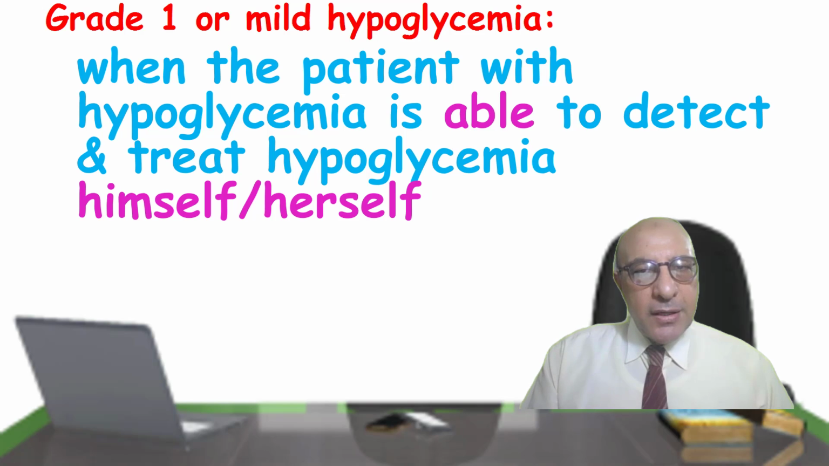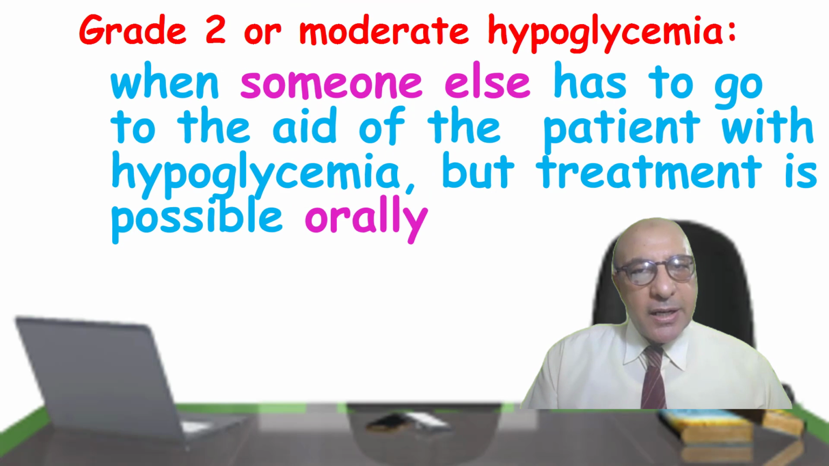hypoglycemia, defined by the ability of the patient to detect and treat hypoglycemia by himself or herself. The patient will be aware that he has a lowered blood sugar and will manage to correct it by himself. In the second grade, or moderate hypoglycemia, the patient cannot help himself. It is more severe hypoglycemia, and he has to be helped by someone else. But still, he can recover by oral means. He can be given sugary juice, he can drink, he can swallow.